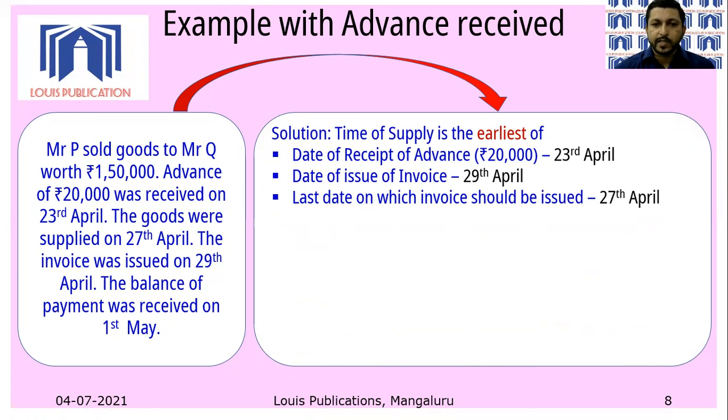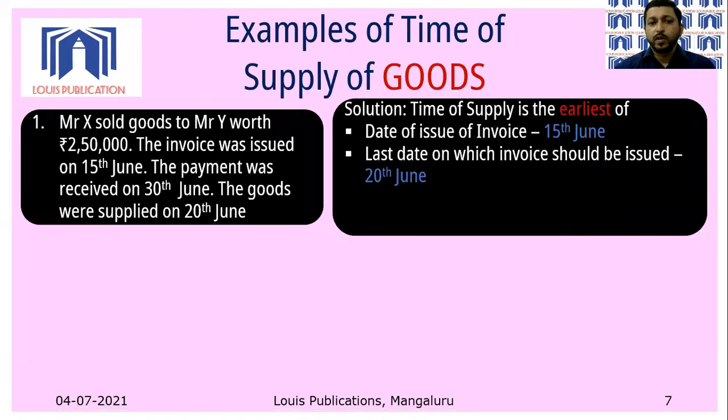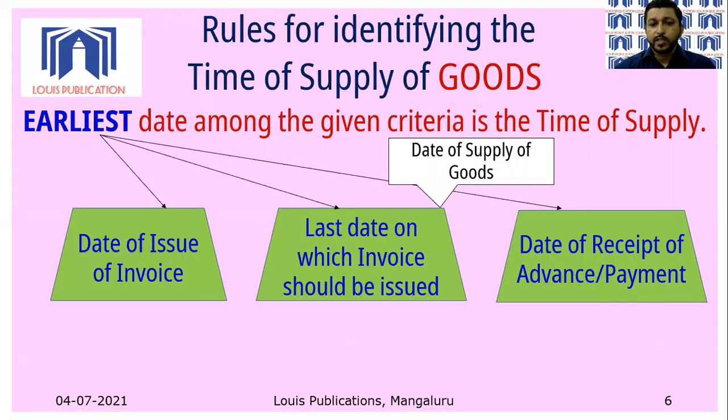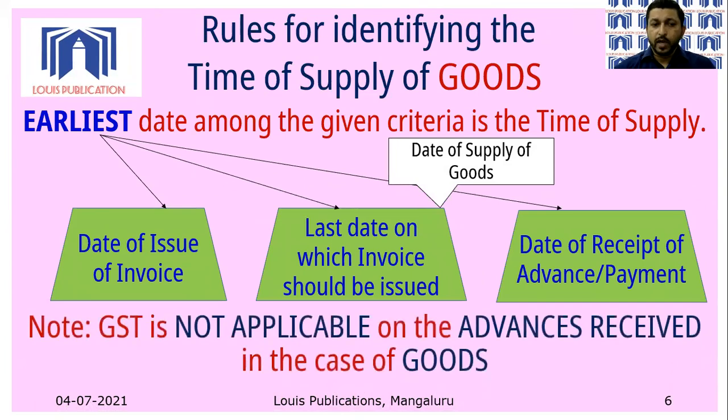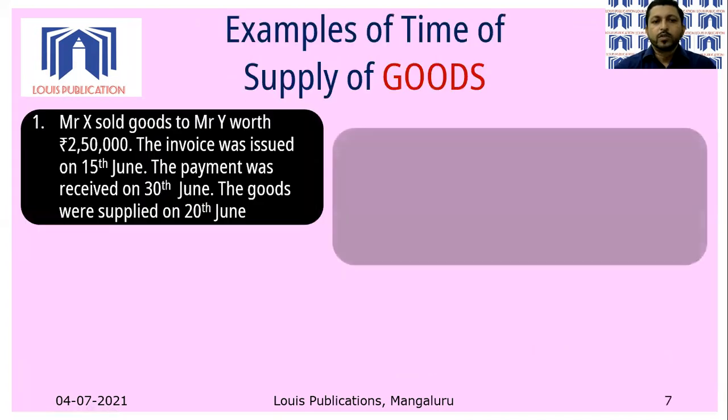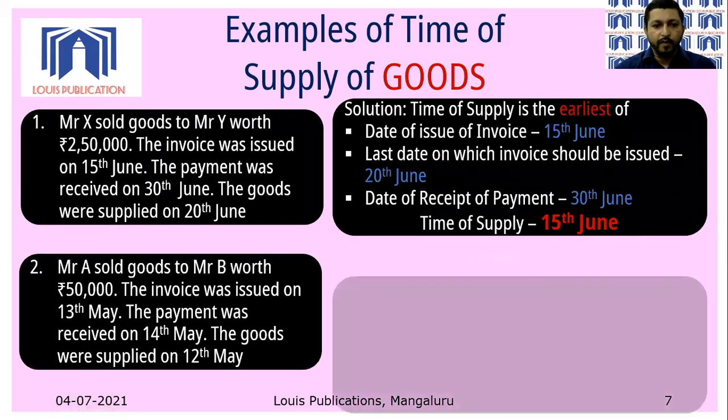Once again, understand very critically, it is very important that we understand this concept very clearly. Either the date of issue of invoice, the last date on which the invoice should be issued, that is basically nothing but the date of supply of goods, and the date of receipt of payment. Advances are not GST-able. That is the rule, not from last year, but from November 2017 itself. So these are a few examples that we have understood.